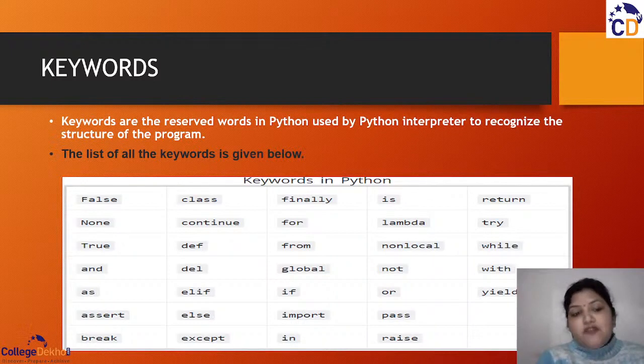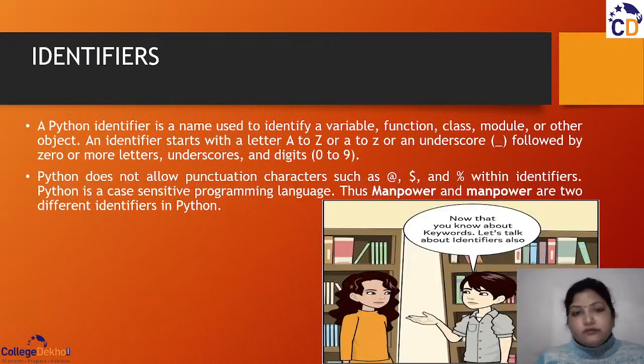So I have mentioned the list of keywords that can be used in your program, right? And in later slides, in a later chapter, we will be learning about what variables are, how to define variables, how to assign a value to a variable, what constants are, right? So let us start with the first thing, that is identifiers. Now identifiers are not only variables, it could be a function, it could be a class, it could be a module or any other object, right?